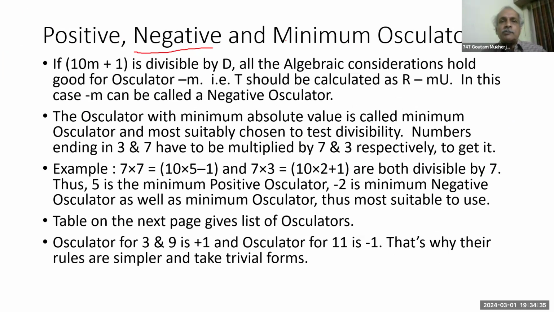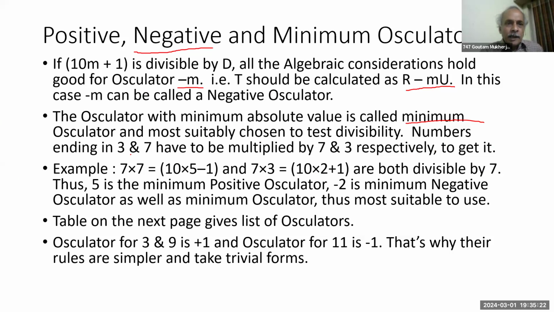So far the oscillator was positive. Now if 10m plus 1 is divisible by d, all the algebraic considerations hold good for oscillator minus m. It actually becomes negative, so the test should be calculated as r minus m u. And minus m is called the negative oscillator. The oscillator with minimum absolute value is called the minimum oscillator, and would be most suitably chosen to test divisibility. We don't always have to go for the positive oscillator; we can do positive and negative and choose between them to get the minimum oscillator.